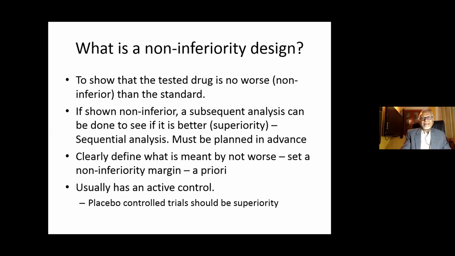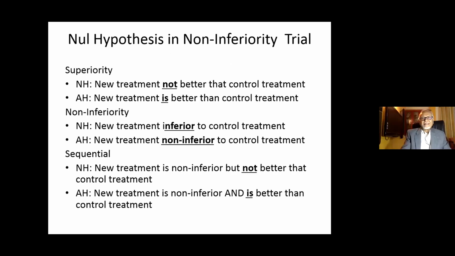When you are designing a non-inferiority trial, you have to be very clear of what you mean by non-inferior. What exactly do you mean? You have to very clearly say that I want to capture at least so much of the benefit of the standard drug. That is called the non-inferiority margin. And as I mentioned to you before, you would only use this design in active control trials and not in a placebo control trial. These are the kind of hypothesis statements that you would make in the three different designs. In superiority, we have already seen what we would state. In a non-inferiority, your null hypothesis would be that the new treatment is inferior to the control.